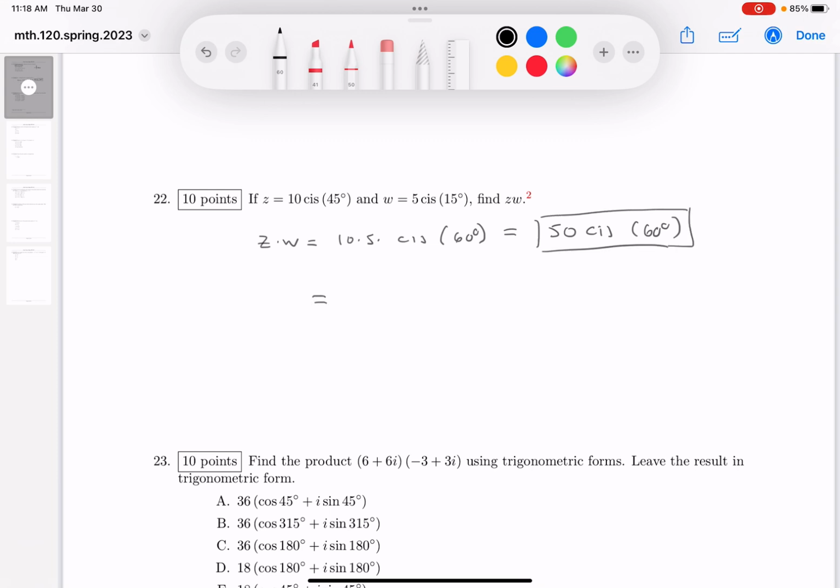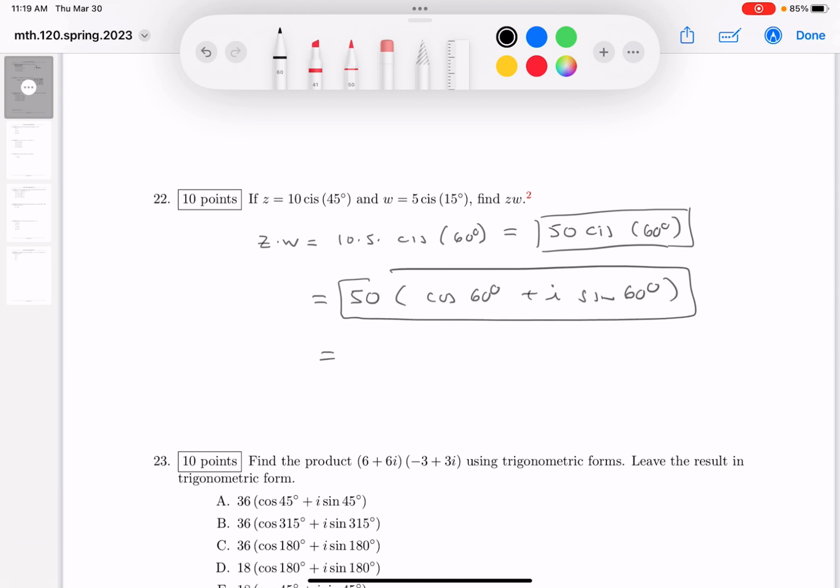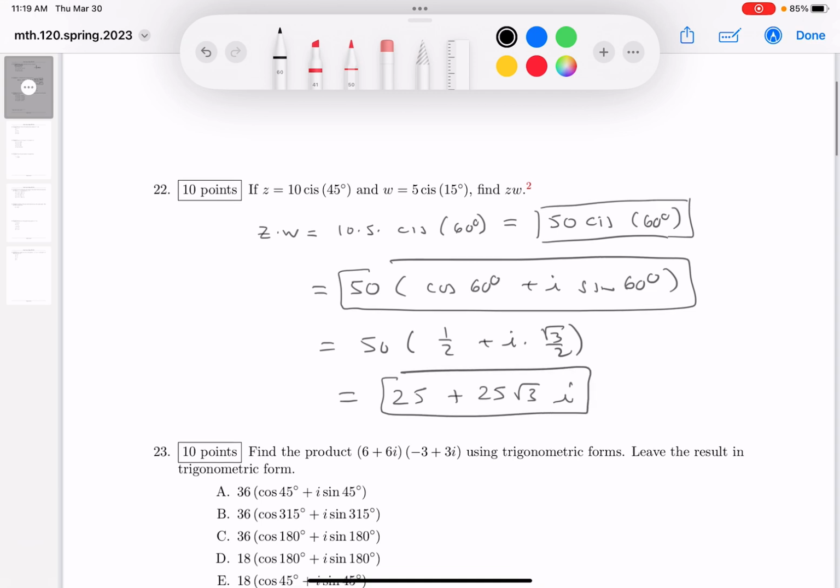I do want to write down alternative answers, though. So 50, that's going to be cosine 60 degrees plus I sine 60 degrees. This is also an acceptable answer. All right, put another answer down, 50. And what's the cosine of 60? It's 1/2 plus I. What's the sine of 60? Root 3 over 2. Let's multiply that out. What do you get? 25 plus 25 root 3I. They're all acceptable answers. Let's go to the next one.